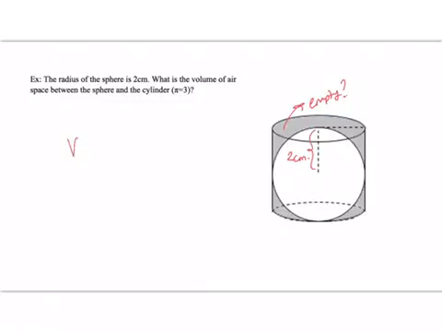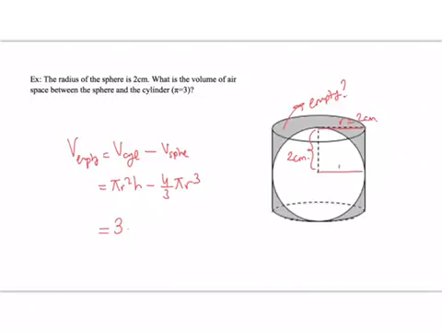So you see that the empty part is equal to the volume of the cylinder minus the volume of the sphere, which is equal to πr²h minus 4/3 πr³. Now π is equal to 3, r is equal to 2. You see that this is also equal to 2 centimeters because it's equal to the radius of the sphere.